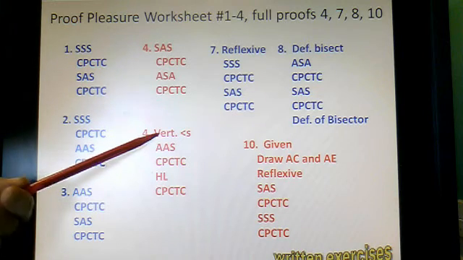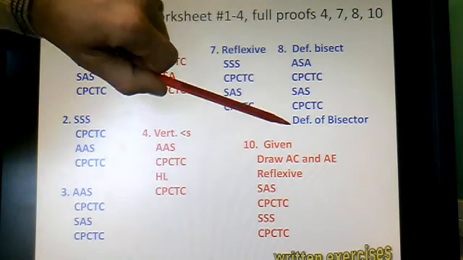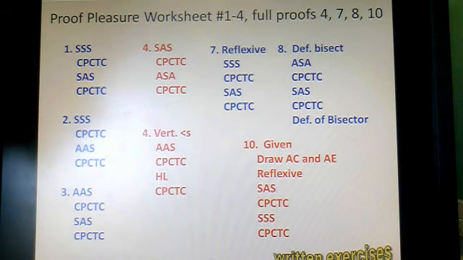You may have left out vertical angles here. You might have left out reflexive property. I know I left some of the reflexive steps out of here. But feel free to pause this and check your work. We'll see you tomorrow.